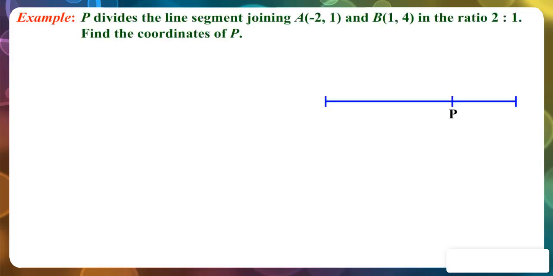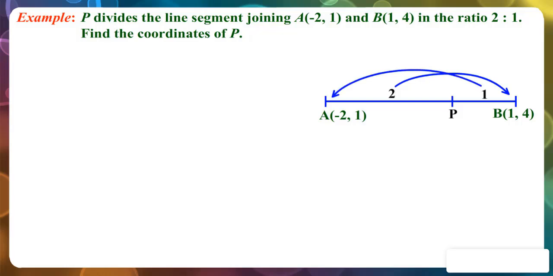Example 1. P divides the line segment joining A (-2, 1) and B (1, 4) in the ratio 2:1. Find the coordinates of P.